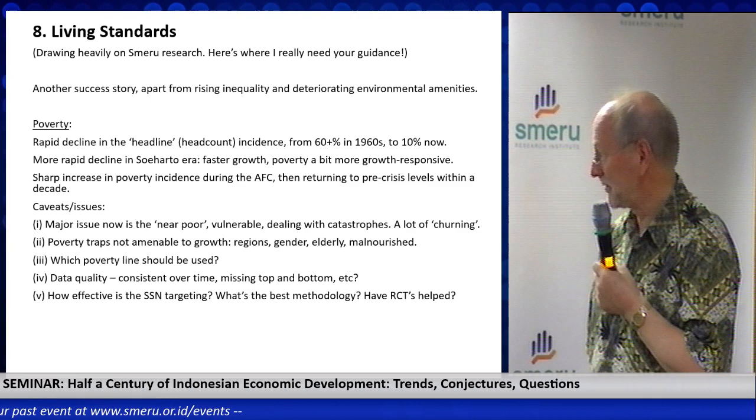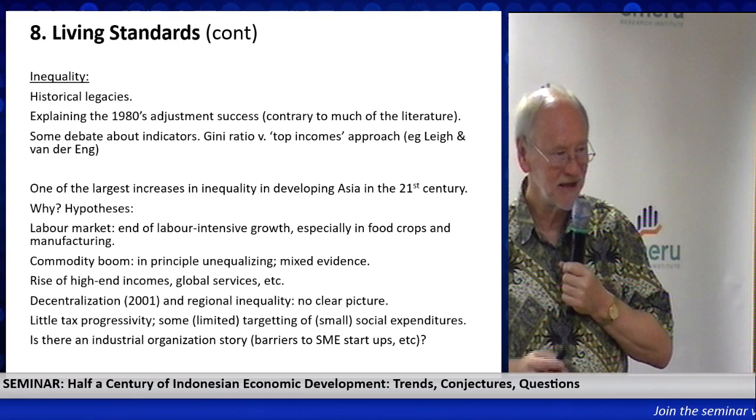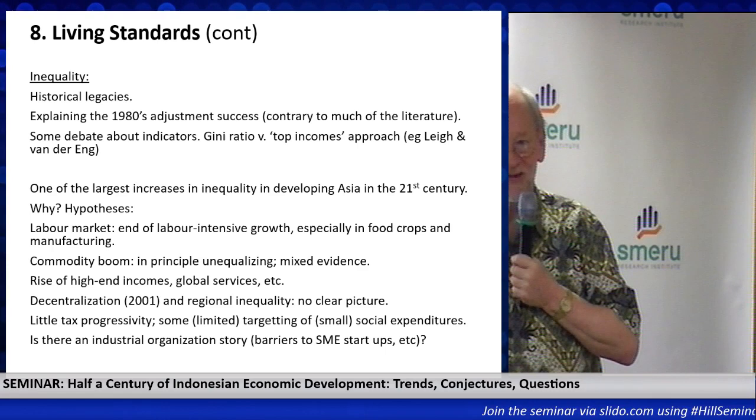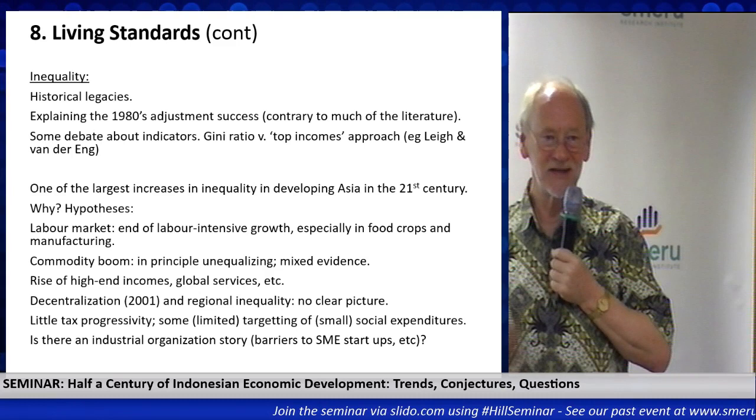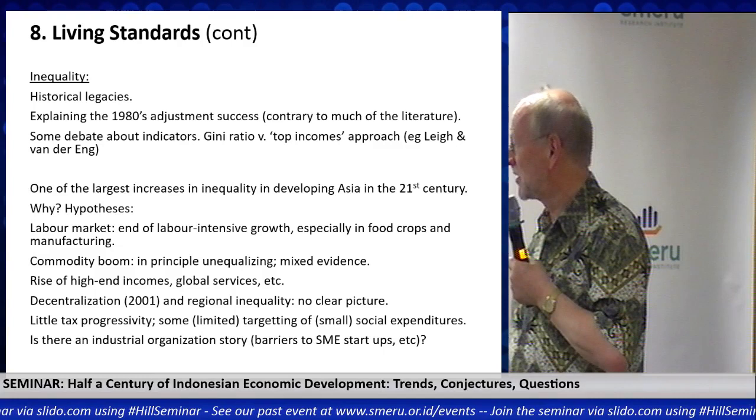The inequality story, this is where I need your guidance. I have hypotheses for why inequality has risen so sharply in this century, but of course it's not easy to calculate, partly because the standard measures of inequality are not additively decomposable. That is, if you use the Gini, you can't decompose. You've got to use some other indicators, which aren't as useful in other respects. So there's some debate about what's happening to inequality.